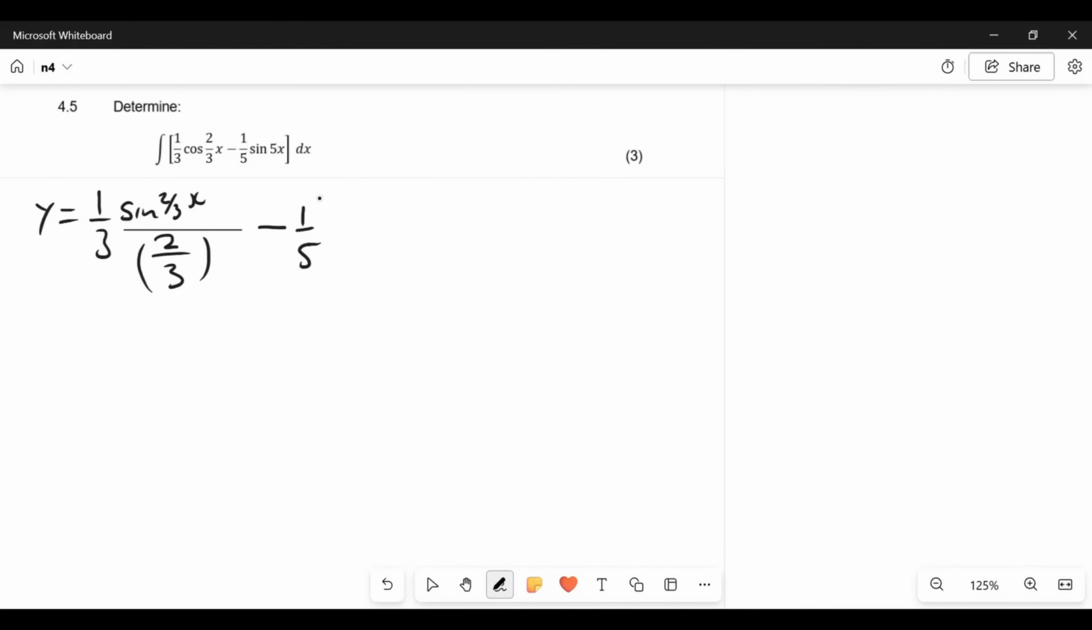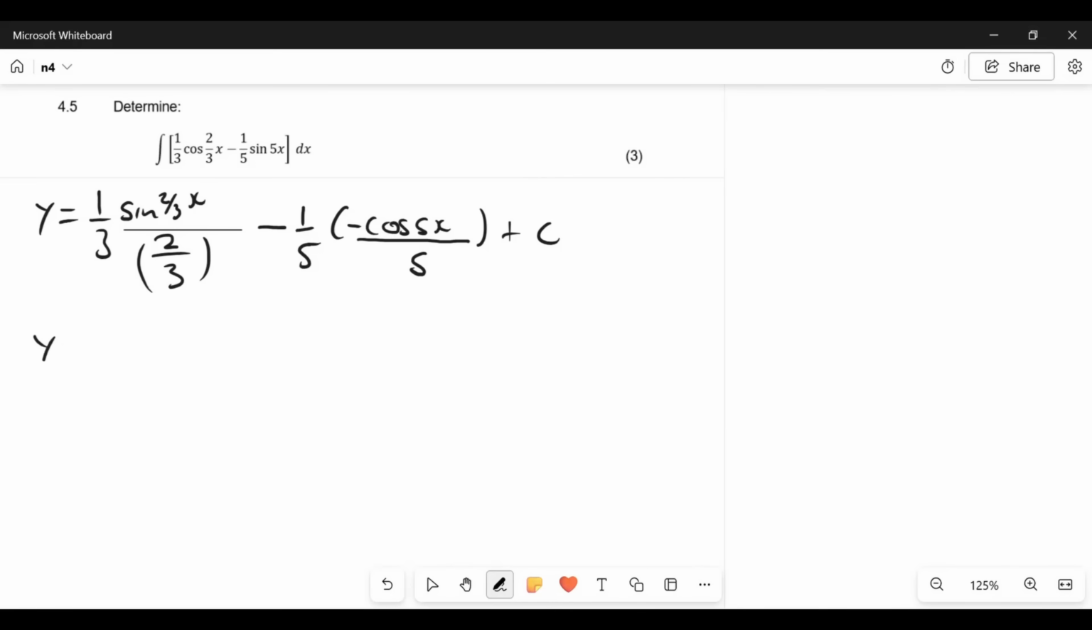So what's the integral of sine? So the integral of sine, we know that is going to be minus cos 5x divided by 5, the coefficient of x there, plus c, right?